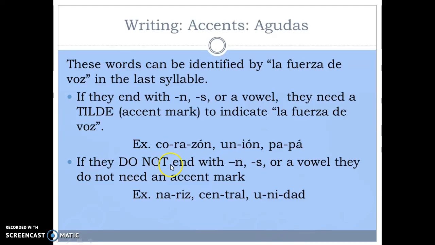If they do not end with N, S, or a vowel, they do not need an accent mark. Example, nariz. Here, you can see that la fuerza de voz is in la última sílaba, but it ends in a Z, which is not an N, S, or a vowel, so it doesn't need an accent mark. Same thing with unidad. Fuerza de voz in la última sílaba, and it ends with a D, which is not an N, S, or a vowel, therefore it does not need an accent mark.